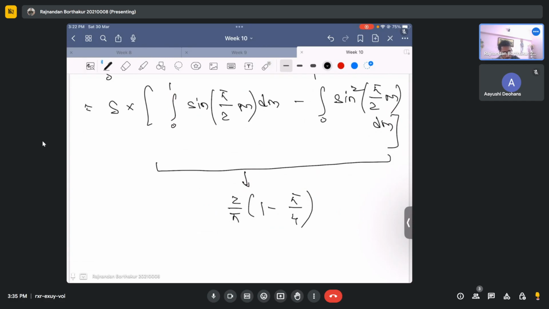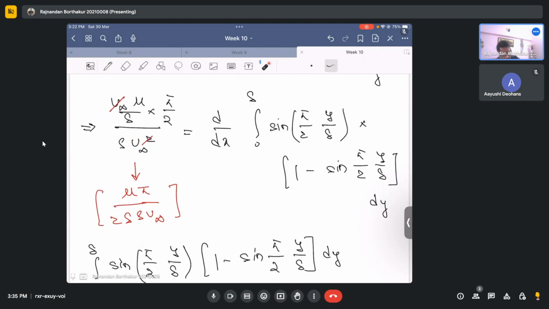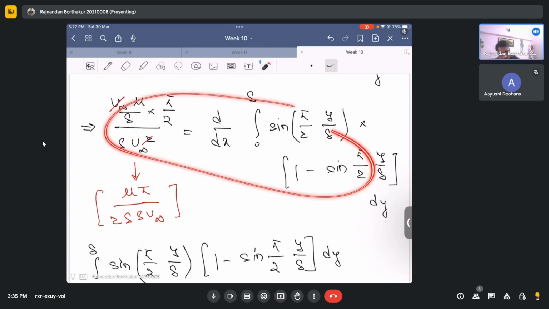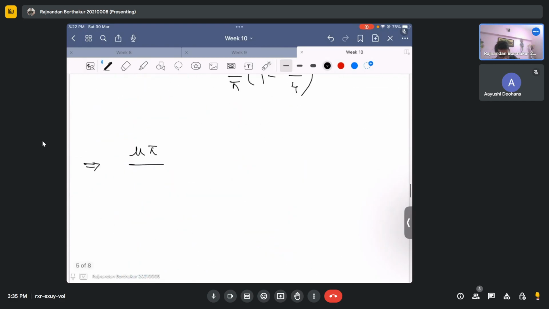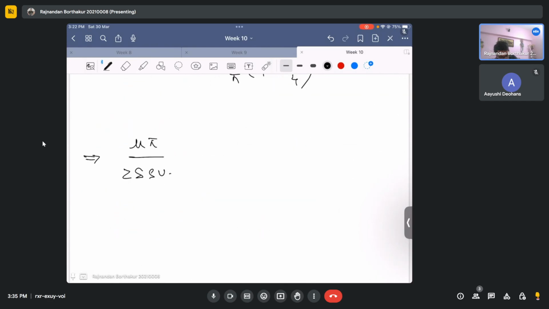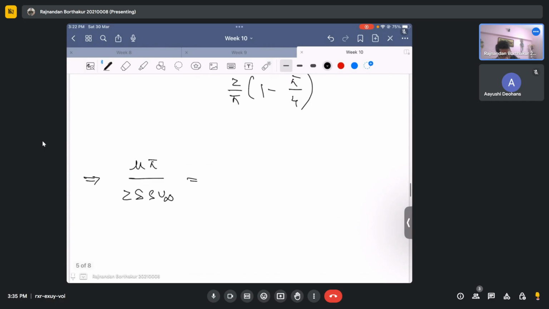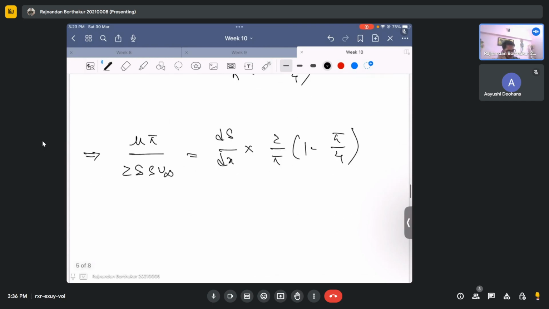Okay, so this means if we now plug in the values in this equation, what do we get? You get mu times pi divided by 2 delta rho u infinity, and this is equal to d delta by dx into this term, which is 2 by pi into 1 minus pi by 4. It is something similar to what we did in the last class as well.